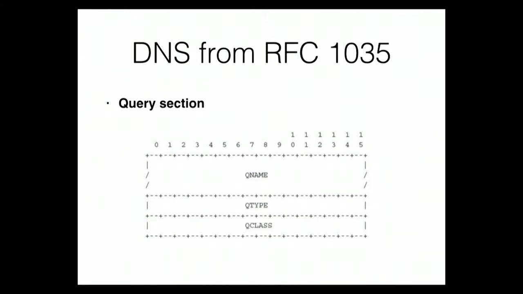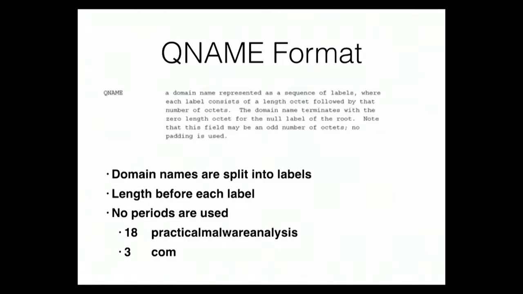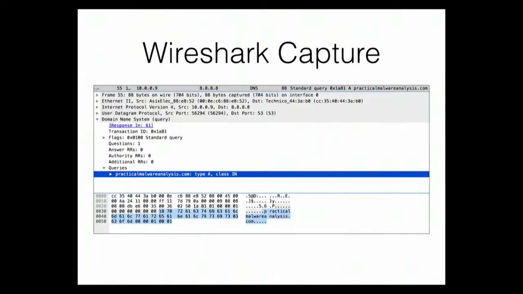DNS has a very simple format. It's defined in the RFCs. There's just a query type and a query class, all sent in unencrypted traffic. So the domain name is split in labels, so you've got 18 bytes for the name of this thing, and then 3 for the top-level domain, .com after it. And you just have to express it correctly. If you catch a DNS query, it just has the domain name in plain text right there, so you can just look for the domain name in plain ASCII going down the network, and you'll spot it.